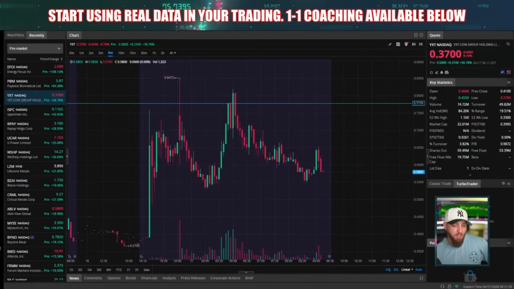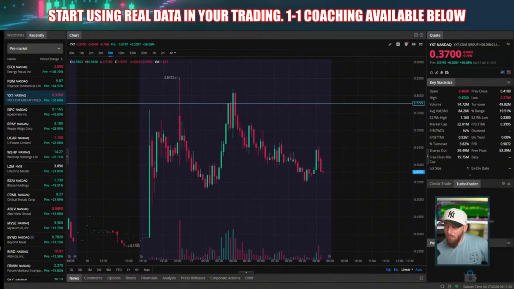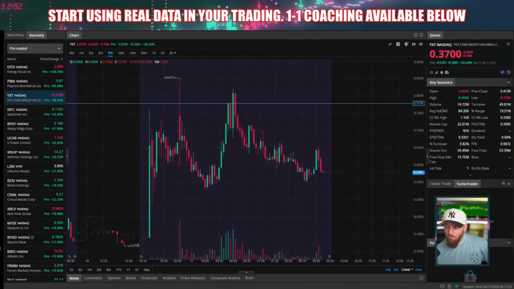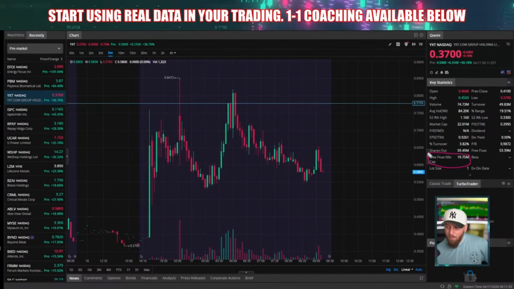So you're on Webull desktop. Are you sure you're looking at free float? Make sure you're not looking at free float market cap. Yeah, you're looking at free float market cap. You see where this says free float market cap? Not that one. You want to look at free float.